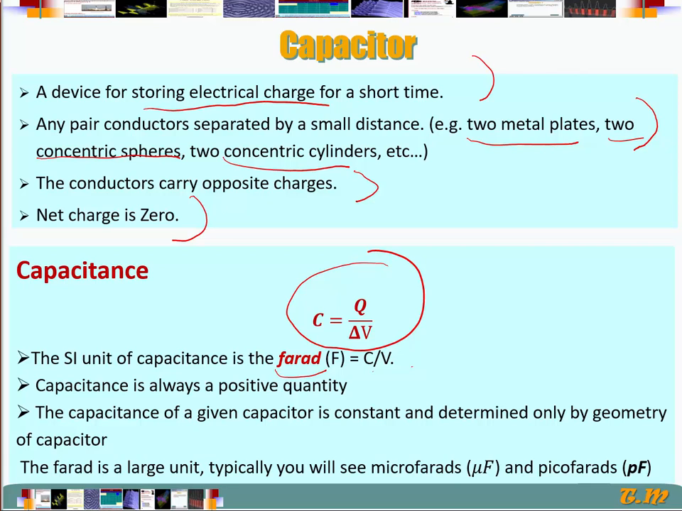Capacitance is always a positive quantity, so actually here it is the absolute value. We'll see in another video that the capacitance for a particular capacitor is constant and determined only by the geometry of the capacitor. Now, the farad is a very large unit. Normally, capacitors are going to be in the picofarads, sometimes in the microfarads, usually not more than that.